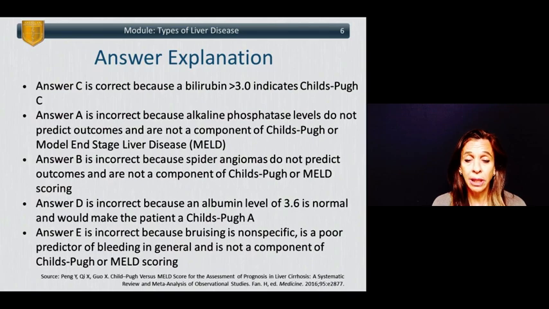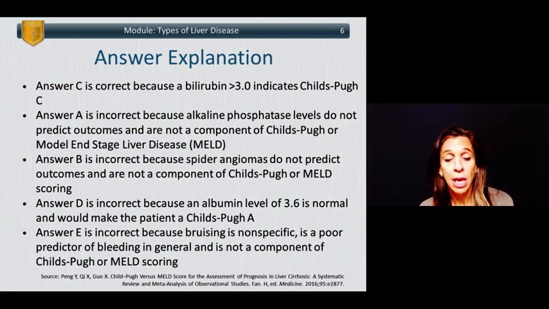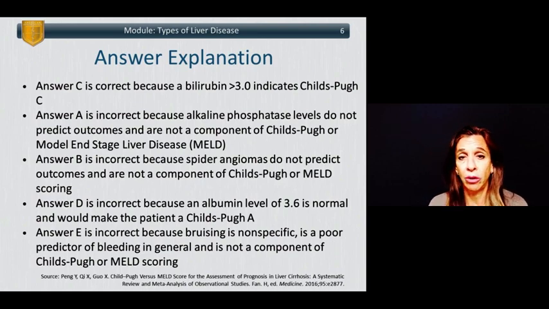Answer A is incorrect because alkaline phosphatase levels do not predict outcomes and are not a component of either the Child-Pugh or the model for end-stage liver disease or MELD scoring system. Answer B is incorrect because spider angiomas do not predict outcomes, and also it is not a component of either Child-Pugh or MELD scoring. Answer D is incorrect because an albumin level of 3.6 is normal and would make the patient a Child-Pugh A. Answer E is incorrect because bruising is nonspecific, is a poor predictor of bleeding in general, and is not a component of either scoring system.